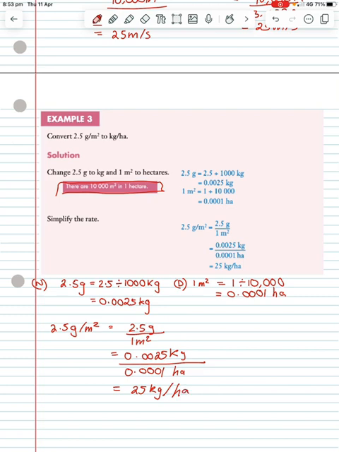Now, the more you practice these types of questions, the easier they are going to become. They can be a little bit tricky to begin with. Let me know if you need any help.